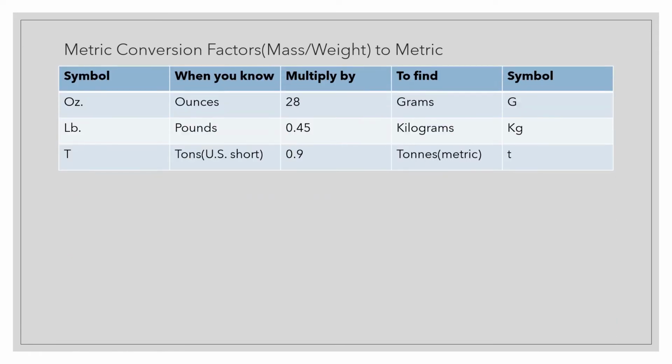Next. We have here the metric conversion factors by weight or mass, from customary to metric. So, for ounces, multiply by 28 if you are looking for grams. If you know pounds, multiply by 0.45 to find the kilograms. And if you know US short tons, you multiply by 0.9 if you're looking for metric tons.